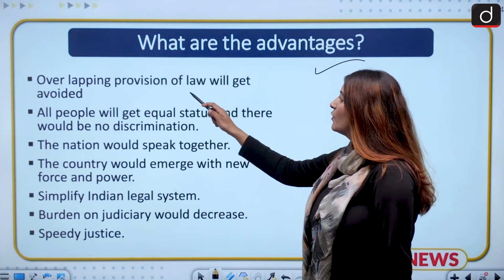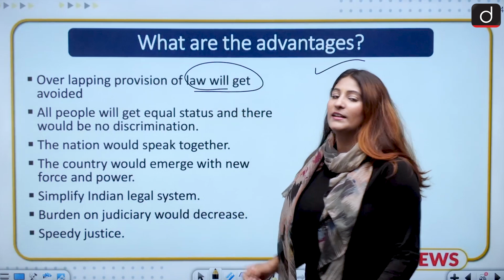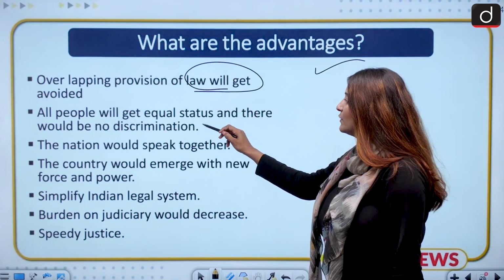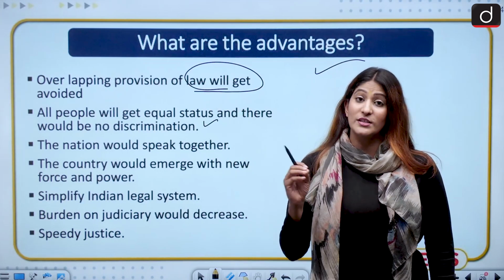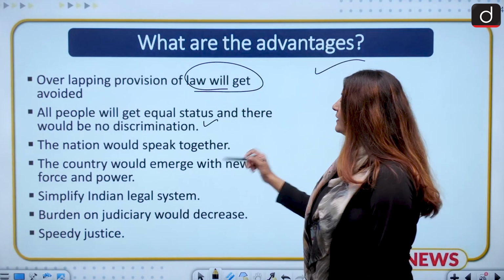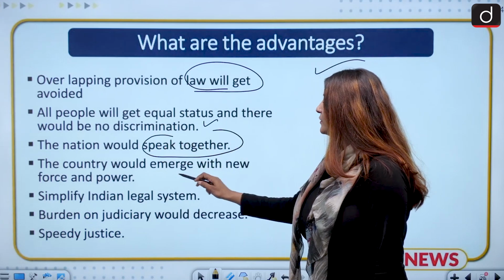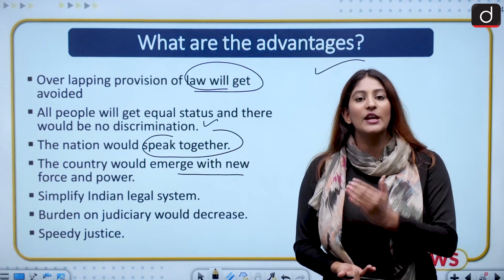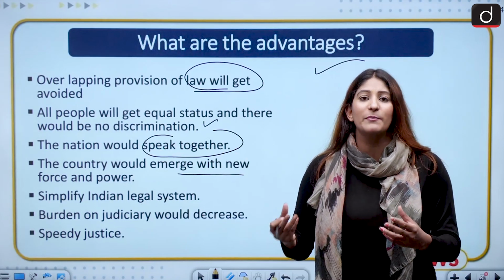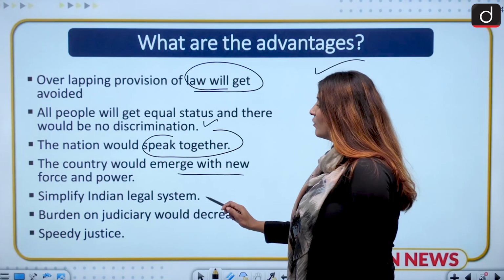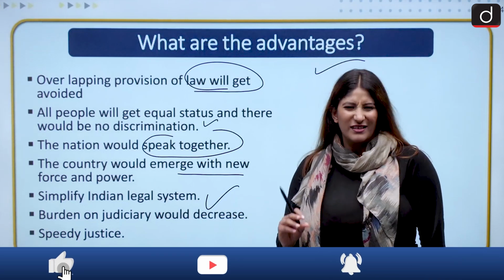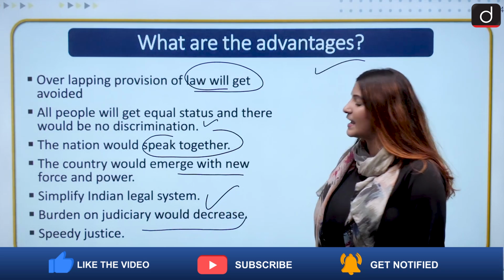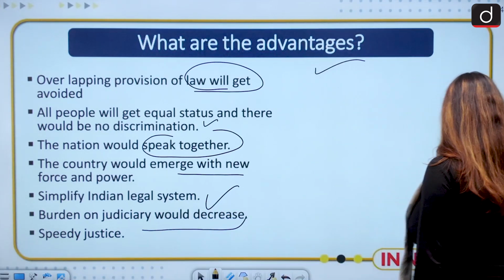The biggest advantage is that overlapping provisions of law will get avoided and uniformity will prevail. All people will get equal status and there should be no discrimination. Would be and should be. And the nation would speak together. The country would emerge with new force and power when uniformity is there. Discrimination ends, inequality ends. This is the aspiration of the UCC, and it will also simplify the Indian legal system, right? This is the most important one. The burden on the judiciary would decrease and speedy justice will be dispensed.